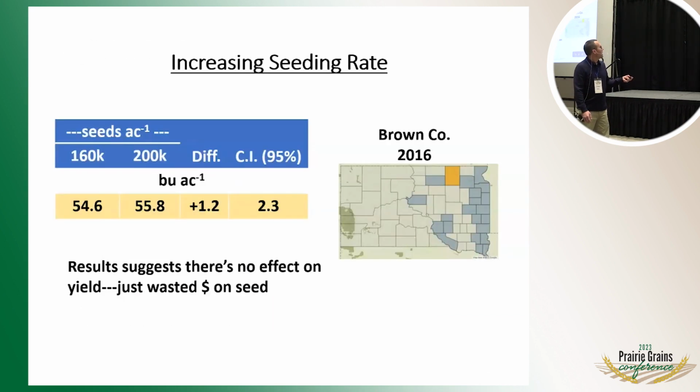So we did have a farmer in Brown County, that's where Aberdeen's at, right on the North Dakota border there. He wanted to look at a higher seeding rate, normally seeded at 160. He wanted to raise his seeding rate to 200,000. So he did his 4 strips, a very nice trial he performed. From the looks of it, he got 1.2 bushels. So it did not meet our 2.3 bushels, which was the 95% confidence interval. On the surface, it just looks like he wasted money on seed, right? From a simplistic viewpoint, that's what happened.